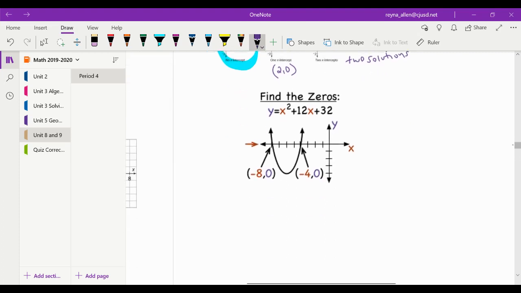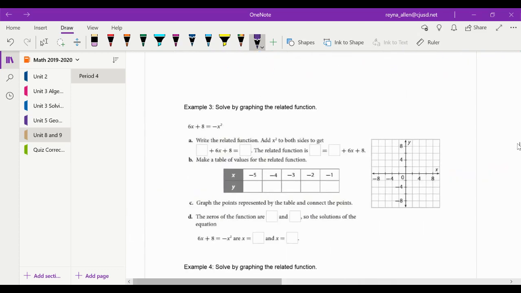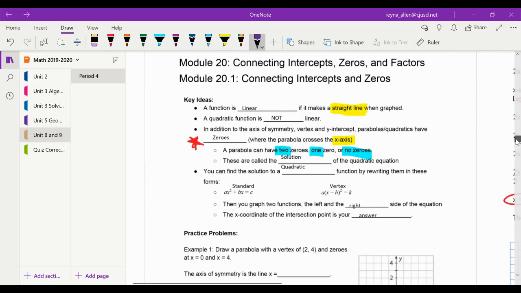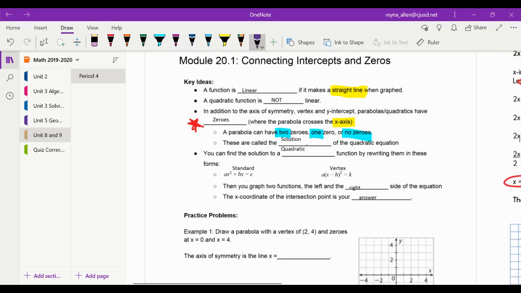Let's say you wanted to look at this example. It says find your zeros. Okay, so it's wherever it crosses the x-axis. So right here, where does it cross the x-axis? We would count 1, 2, 3, 4, 5, 6, 7, 8. So that is negative 8. And then where does it cross it here? 1, 2, 3, 4. Negative 4. So this one has 2 zeros because it crosses the x-axis twice. These are called your solutions.